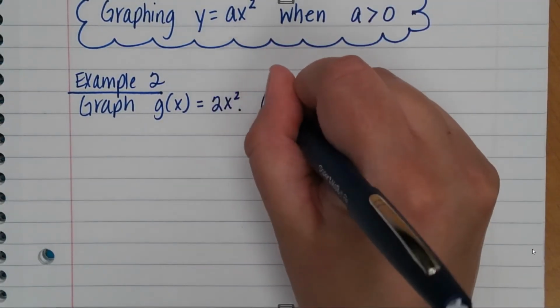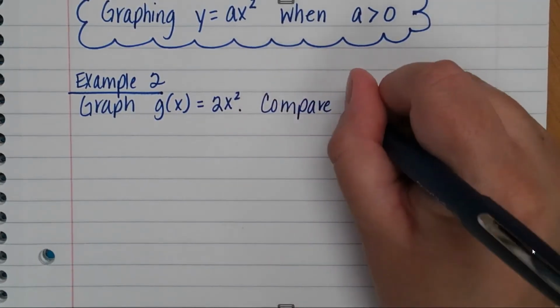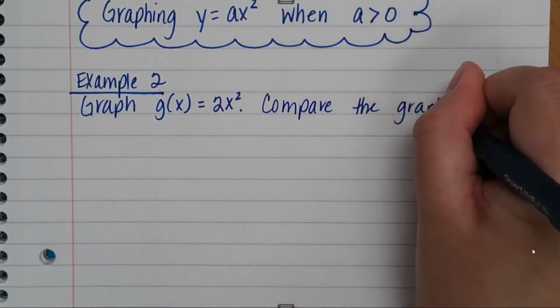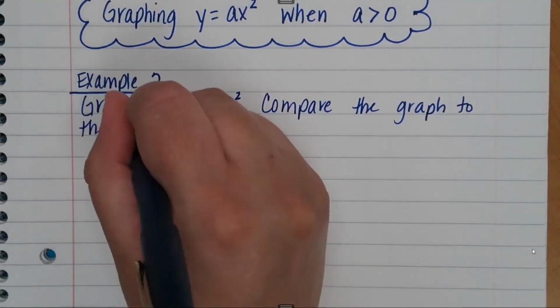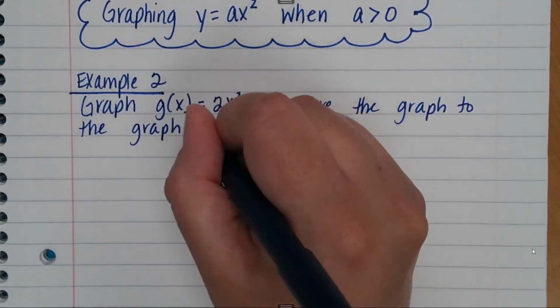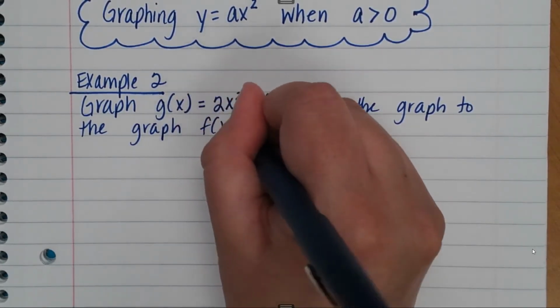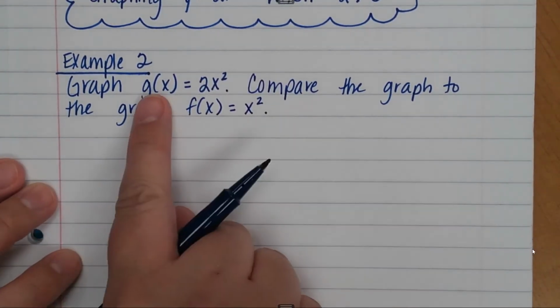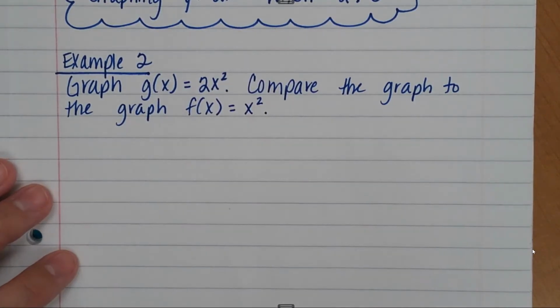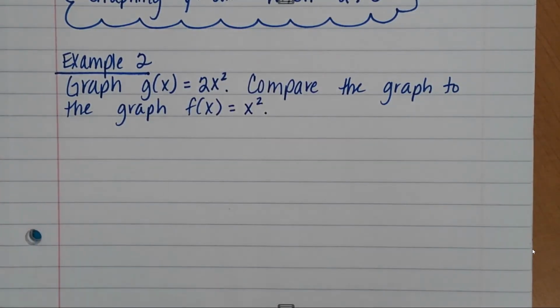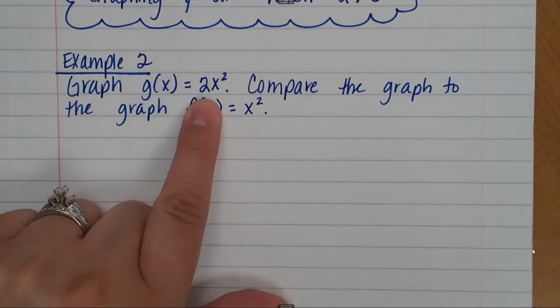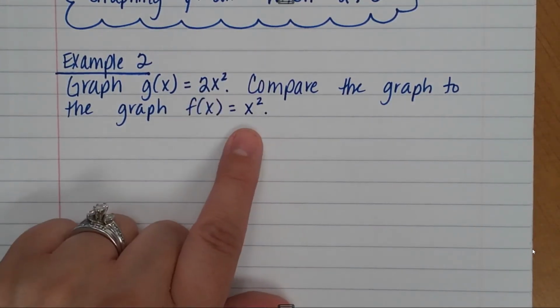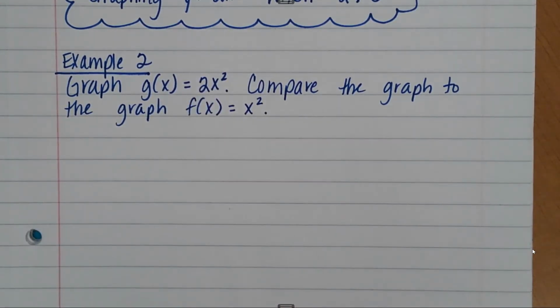Then it says compare the graph to the graph f of x equals x squared. So this is the parent function. They want us to compare g of x to the parent function. Okay. So the first thing is when you're using the calculator and you want to compare, get your graphing calculator and we're going to graph the 2x squared. Now, you could graph the parent function. That way you can compare the two.